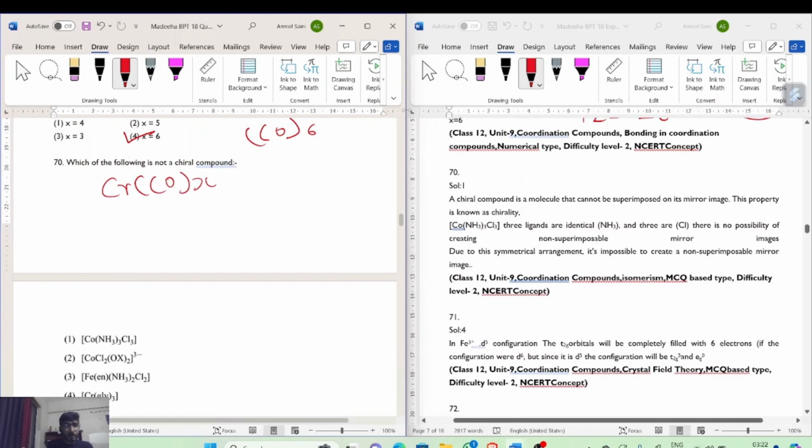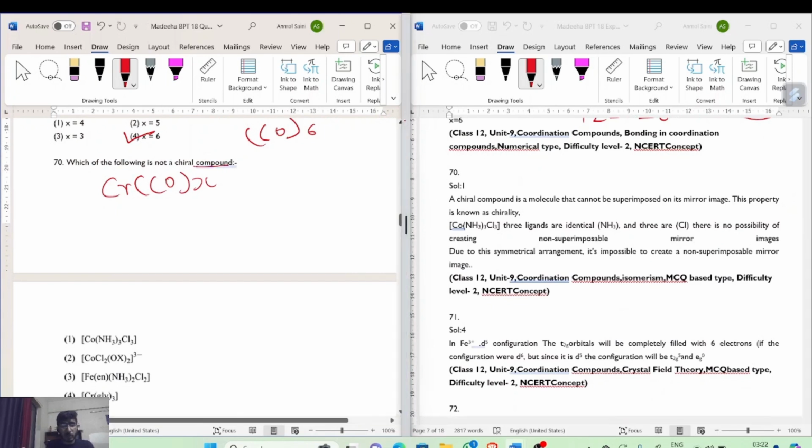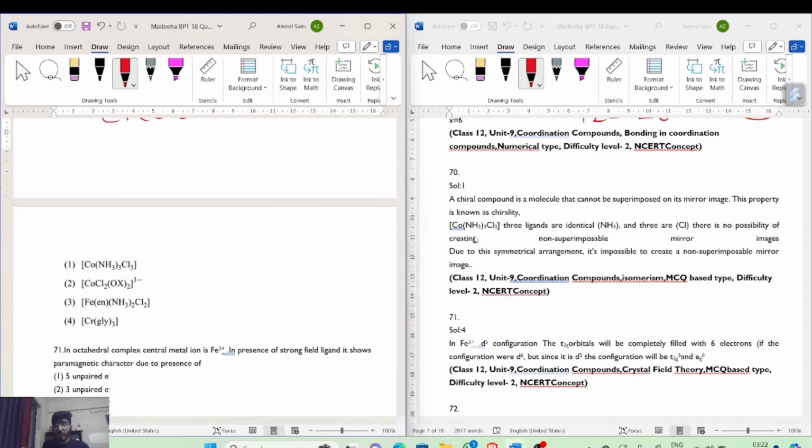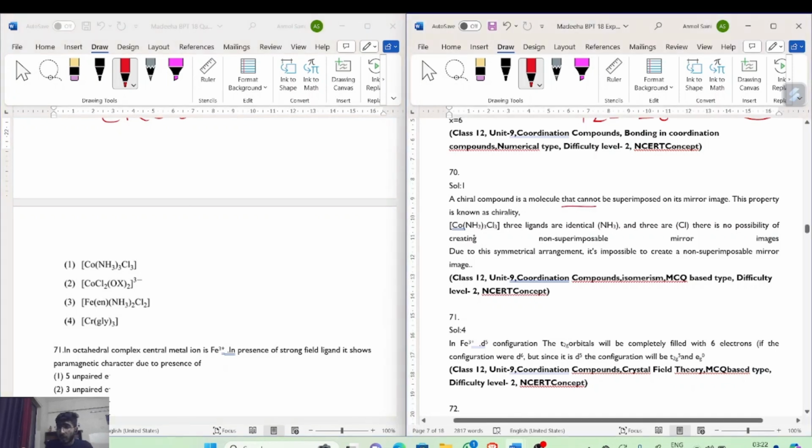Here question number 70 is saying which of the following is not a chiral compound. So we have to tell which of the following is not a chiral compound. So what is a chiral compound? A chiral compound is a molecule that cannot be superimposed on its mirror image. This property is known as chirality.